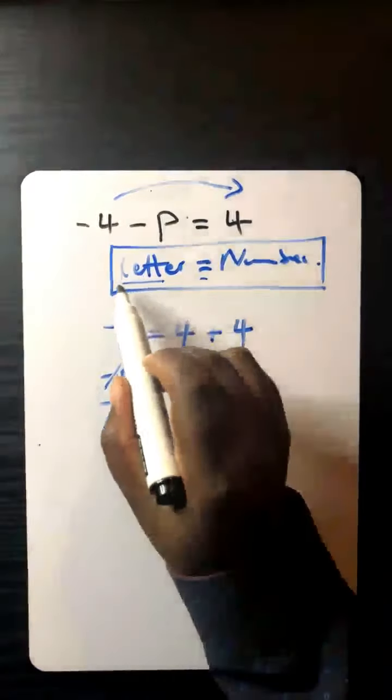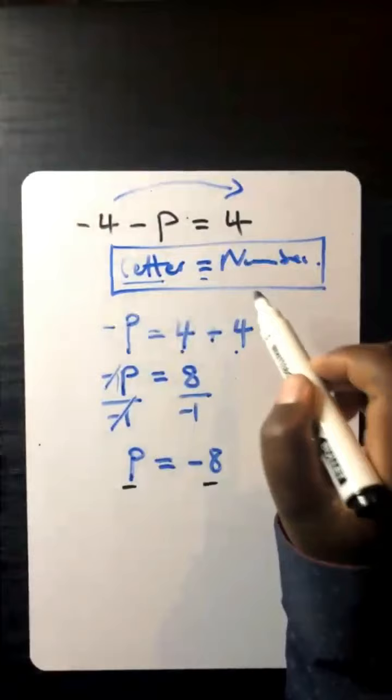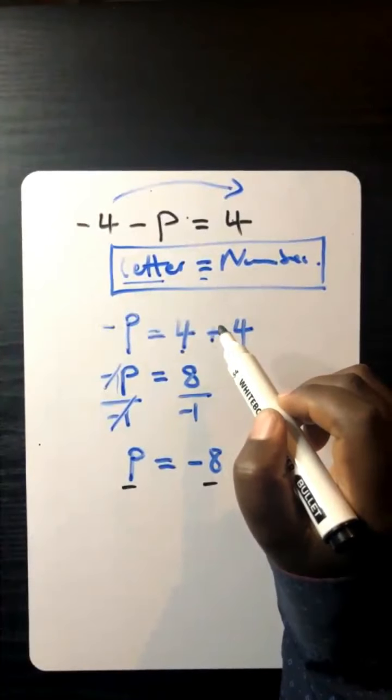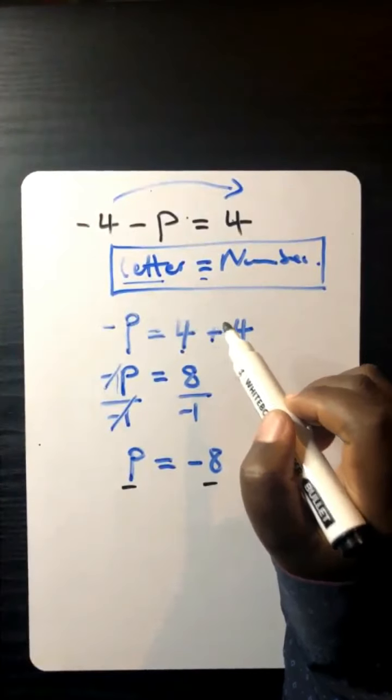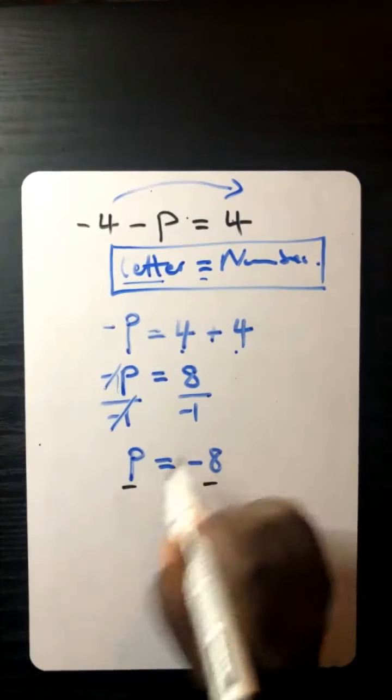So you see, you've got letter on the left being equated to a number on the right side of the equal sign. So ladies and gentlemen, let's now prove if that answer is correct.